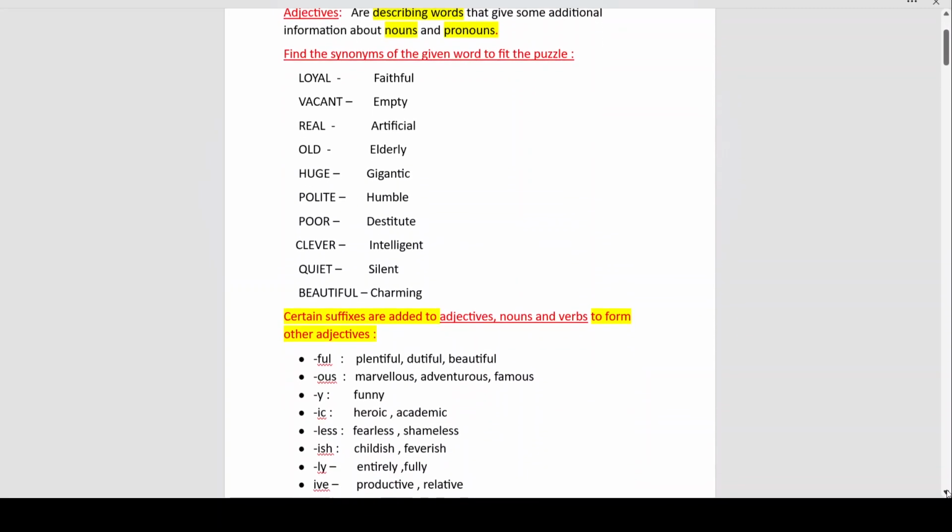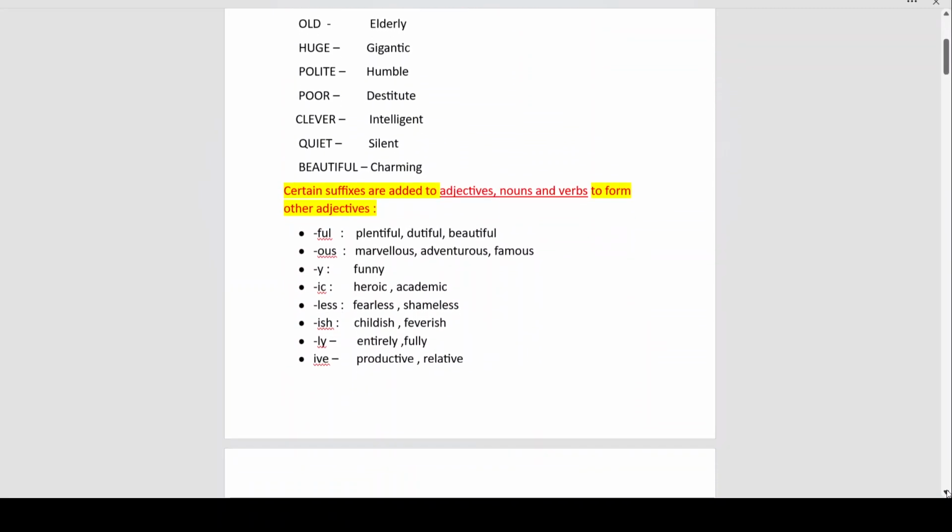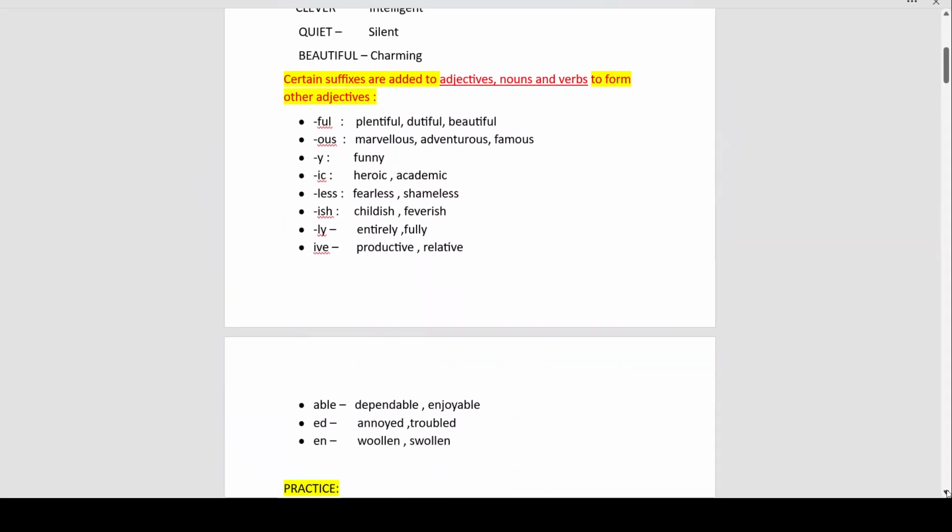Now, certain suffixes are added to adjectives, nouns, and verbs to form other adjectives. Now, what do you understand by suffixes? Suffix means which is added after the word. Prefix means before. Pre means before. So suffix means after and prefix means before. Now, certain suffixes are added to adjectives. What are adjectives? They are describing words. Certain suffixes are added to adjectives, nouns, and verbs. What are verbs? Verbs are doing words, to form other adjectives.